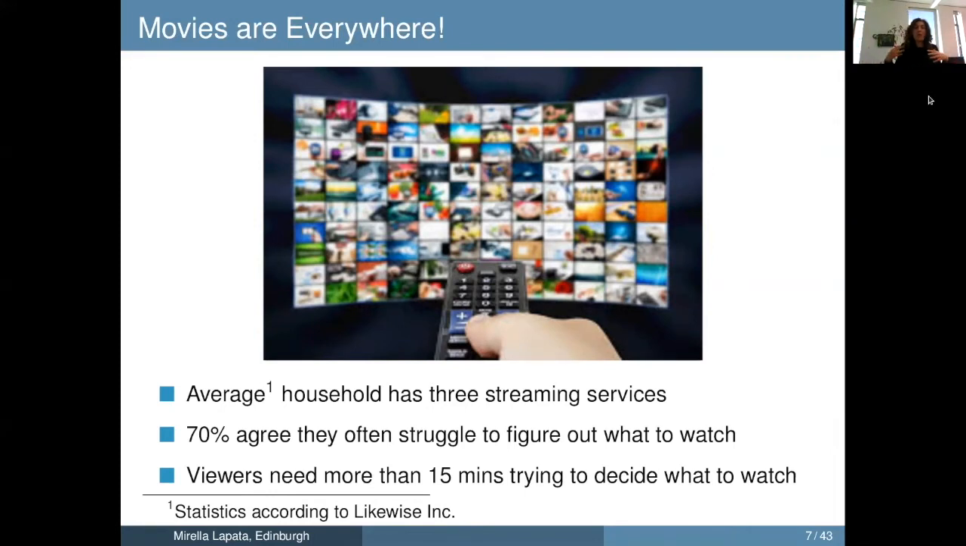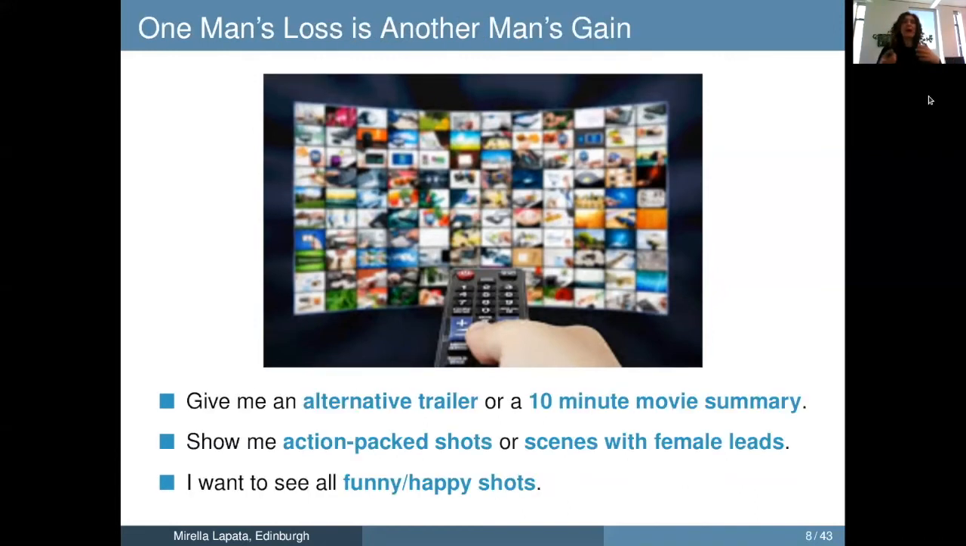So we want to come in and help the user actually decide what to watch faster. And how could you hypothetically do that? A user could ask things like, give me an alternative trailer for a movie. Or I want a 10-minute summary. I don't want to watch this, but I would quite like some snapshot of what's happening. Show me action-packed shots to decide if I want to see this action movie. Or I want to see scenes with female leads. Or maybe just funny and happy shots.